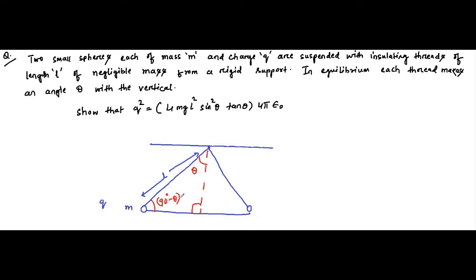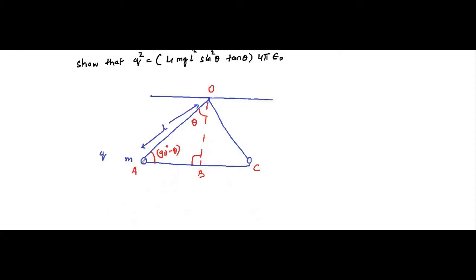Let us denote them by names. Let's say this is O, this is A, this is B, and this is C. Now let us consider each sphere. Let us consider the sphere at point A separately.